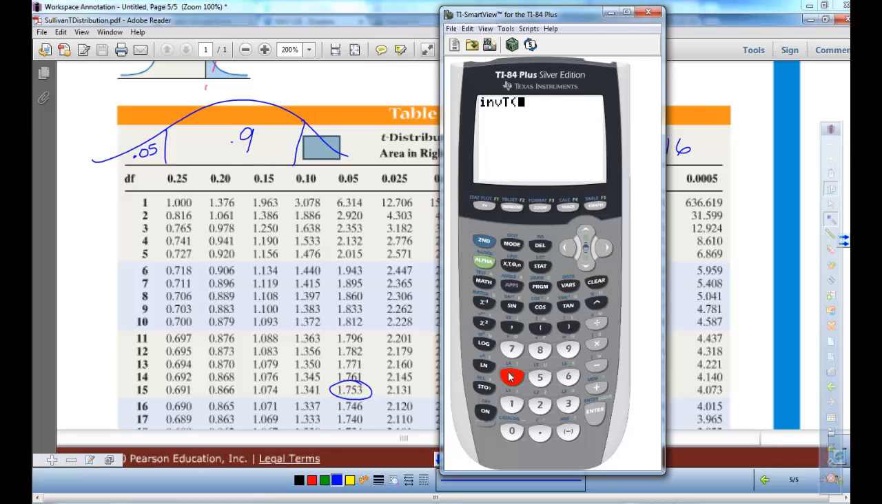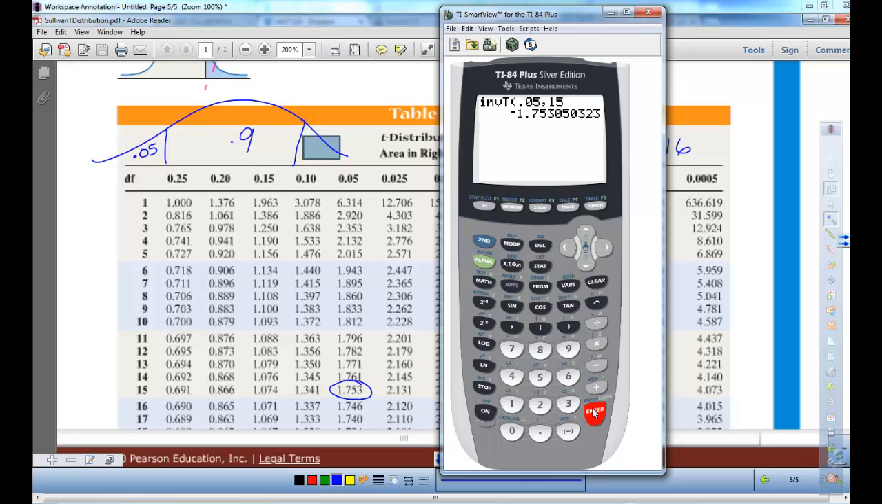Okay, let's do inverse t. The area to the left is 0.05. Our degrees of freedom is 15. Let's see if that works. Yay. Yes, that's right. One less than the sample size.